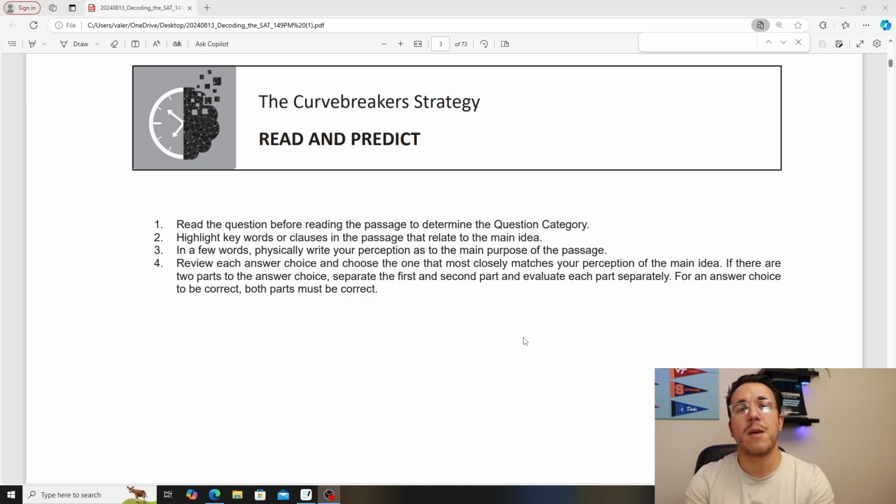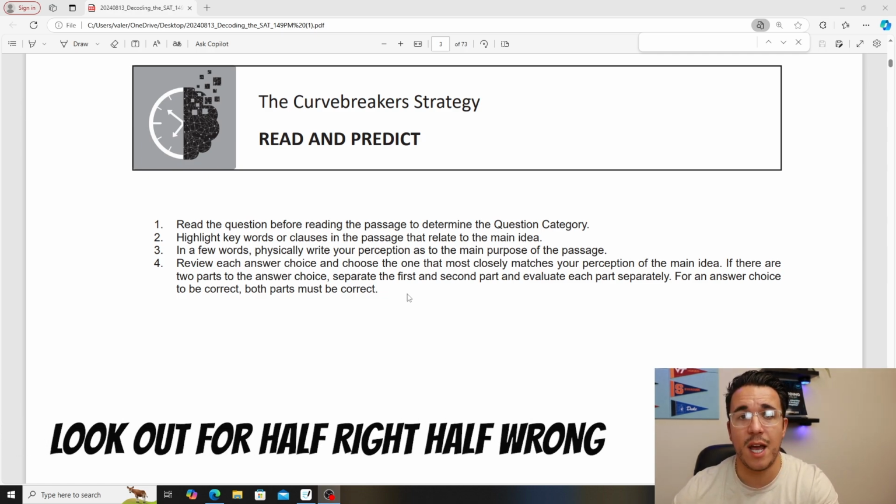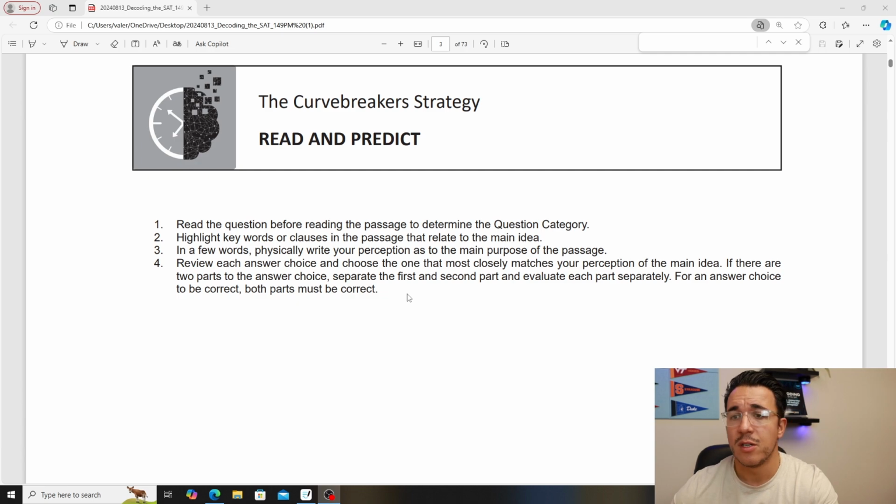You need to nitpick language and really focus in on the vocabulary, not only in the question, but in the answer choices as well. I can't stress that enough. Now, a common wrong answer choice is going to be half right, half wrong. Maybe the first half of the answer choice starts out with exactly what you predicted, but then the second half diverts into a different direction.